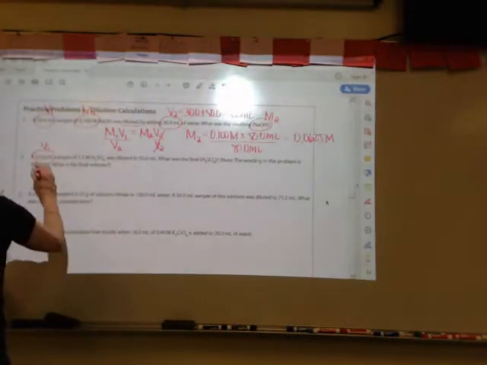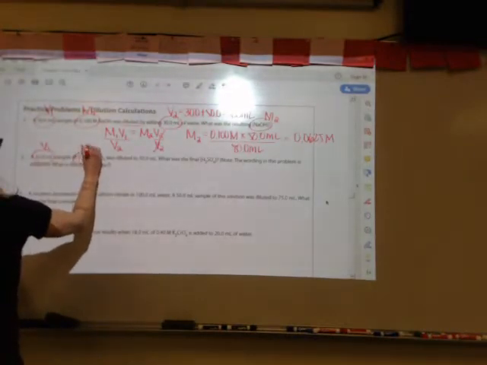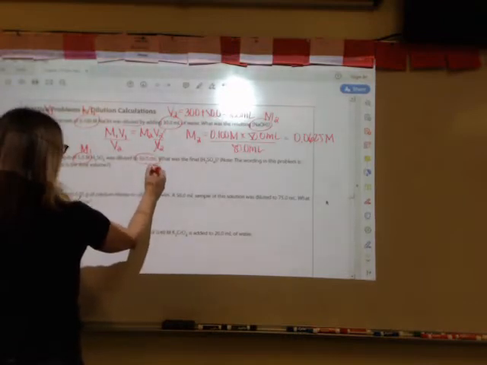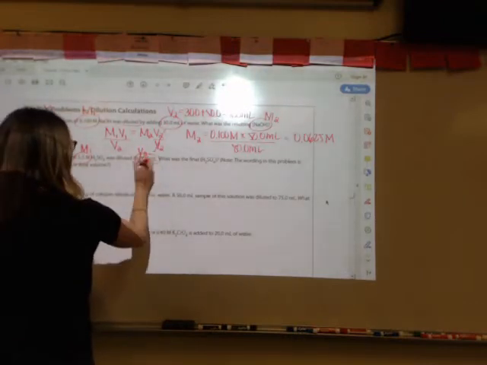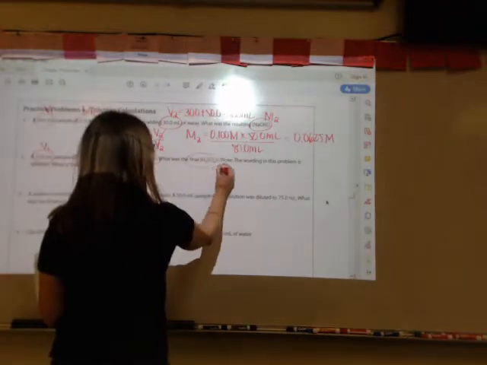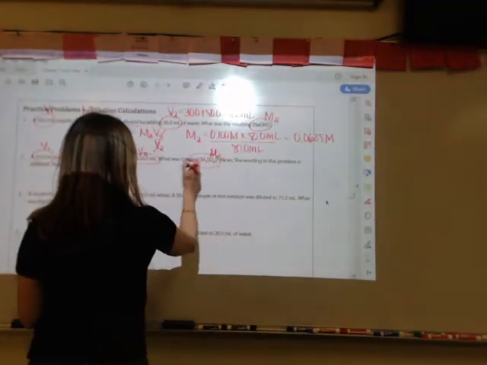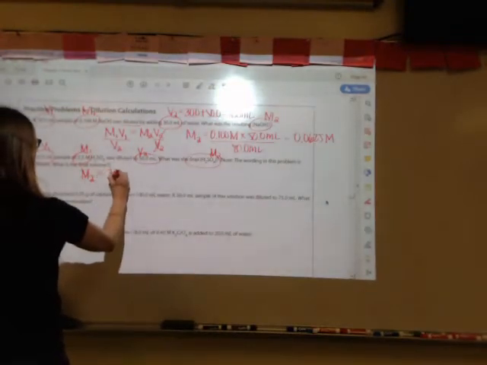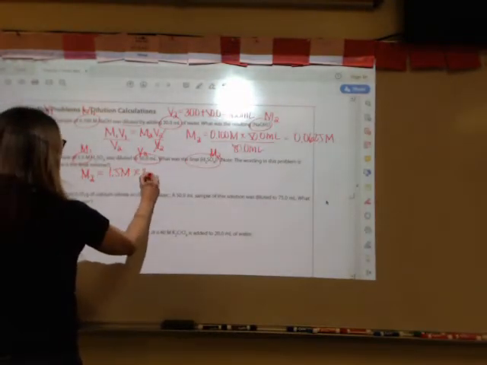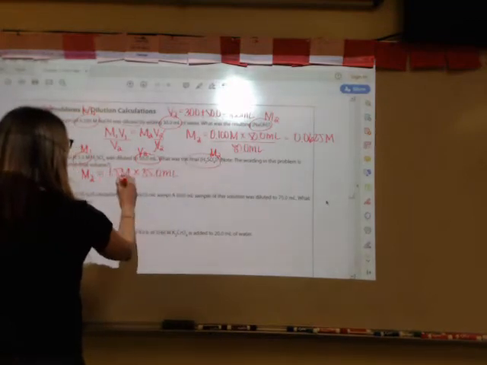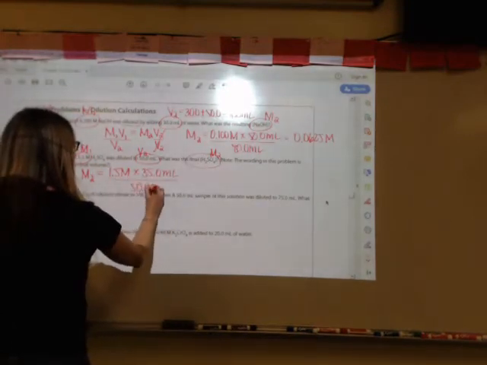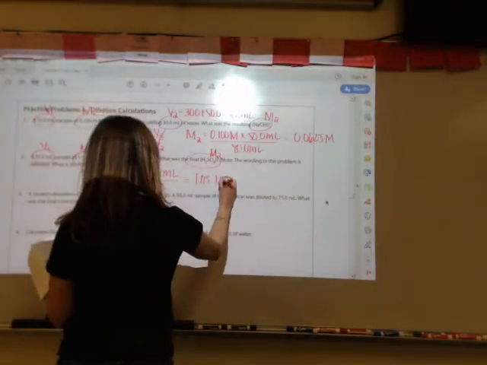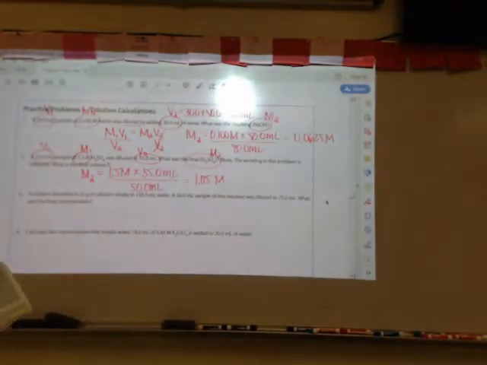Okay. Now for number 2, it says you have a 35 mL sample. So this is my V1 of 1.5 molar H2SO4, which is M1, and it's diluted to 50 mL. So that means that your V2 is 50 mL. What's the final concentration of H2SO4? So again, we're solving for M2. So your M2 is going to be M1 times V1 divided by V2. And this is going to be 1.05 molarity.